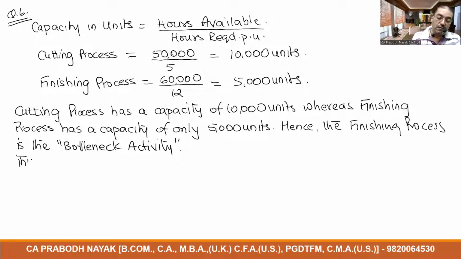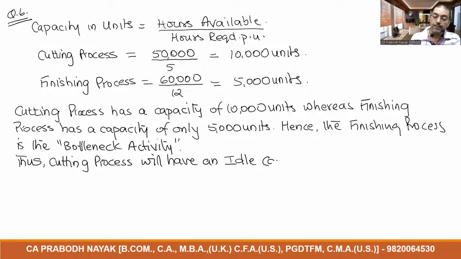Thus, cutting process will have an ideal capacity of 5,000 units. Why ideal capacity of 5,000 units?